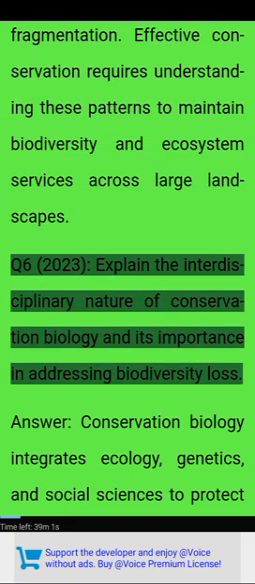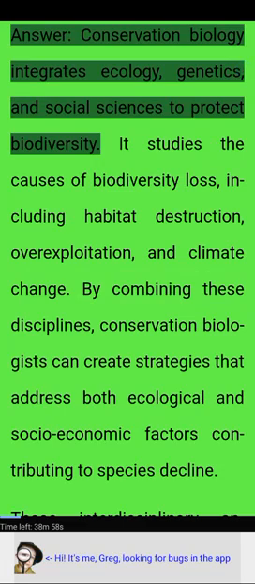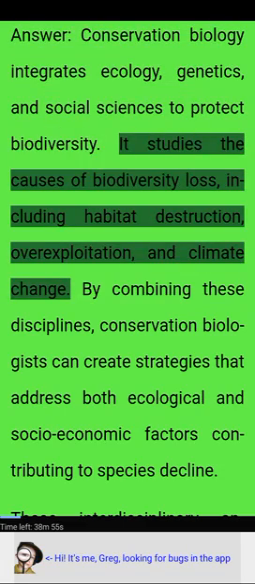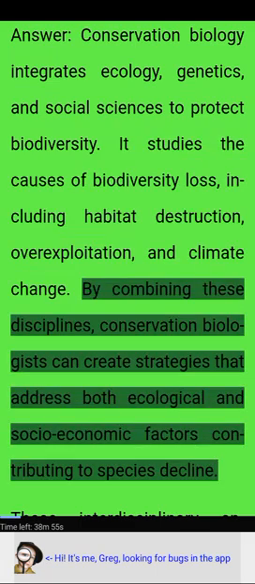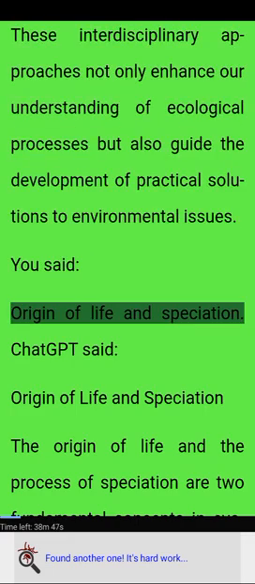Q6 2023. Explain the interdisciplinary nature of conservation biology and its importance in addressing biodiversity loss. Answer. Conservation biology integrates ecology, genetics, and social sciences to protect biodiversity. It studies the causes of biodiversity loss, including habitat destruction, overexploitation, and climate change. By combining these disciplines, conservation biologists can create strategies that address both ecological and socioeconomic factors contributing to species decline. These interdisciplinary approaches not only enhance our understanding of ecological processes but also guide the development of practical solutions to environmental issues.